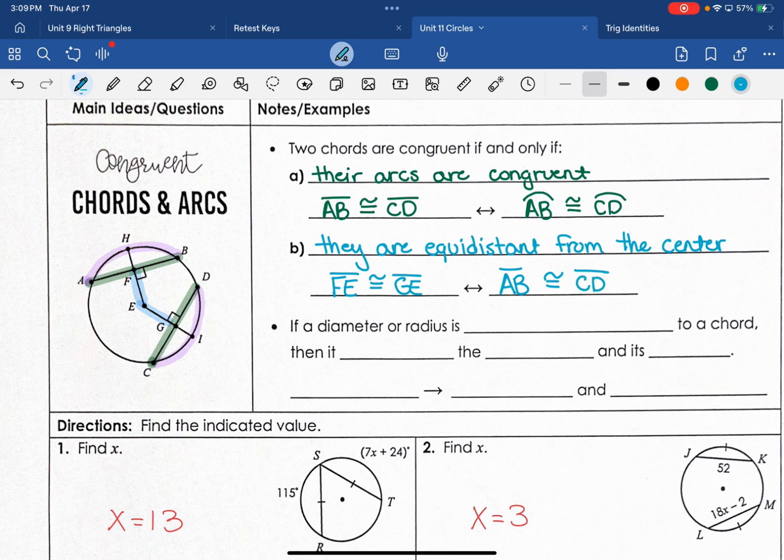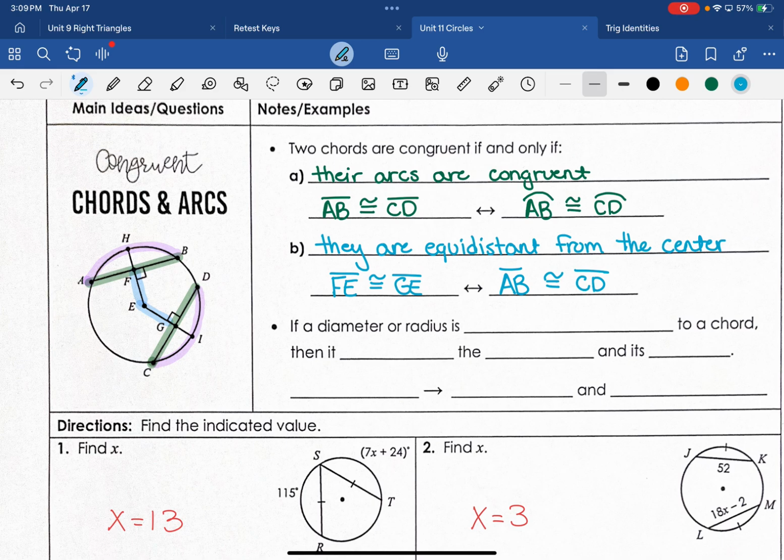CD. Wait, how are we sure their arcs are congruent again? Is it because the chords are congruent? How are we sure the chords are congruent? You're going to have one of the measurements. You're either going to have arc measurements or you're going to have chord measurements. So if you have arc measurements that are the same, then we're not assuming, we know that the chords are also the same, and vice versa.